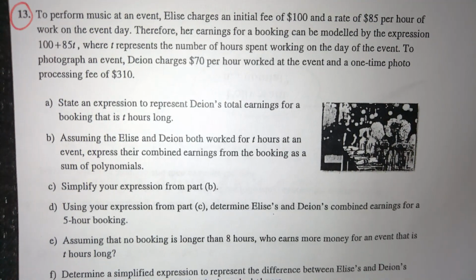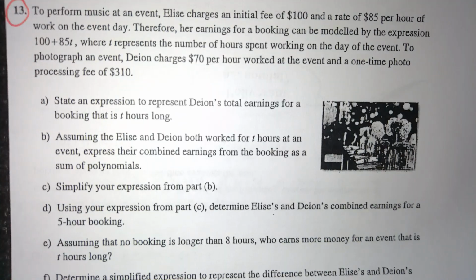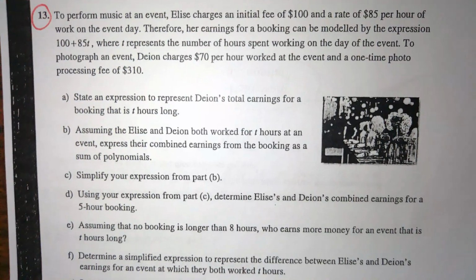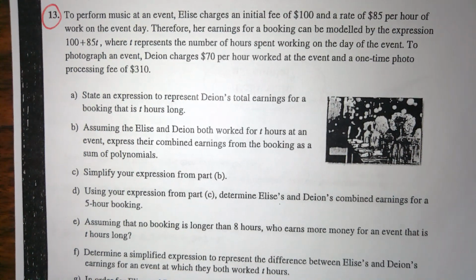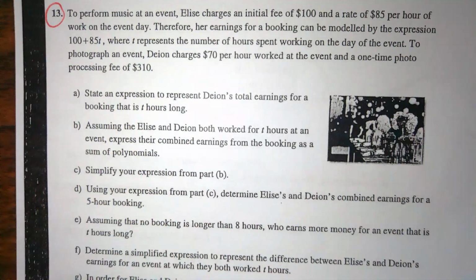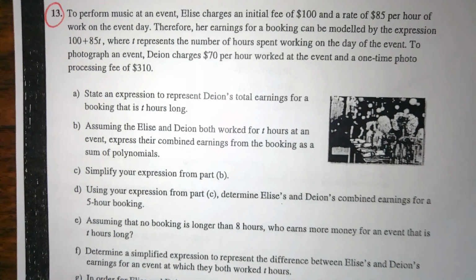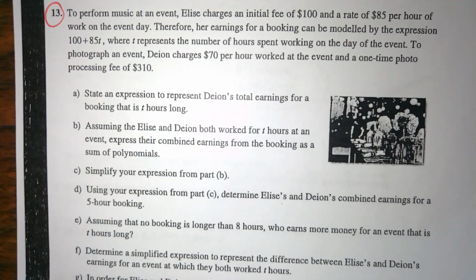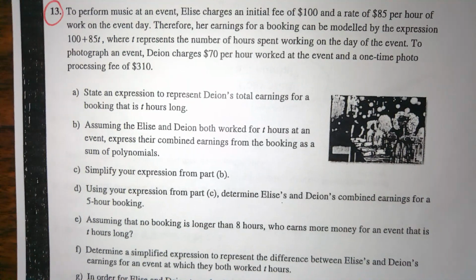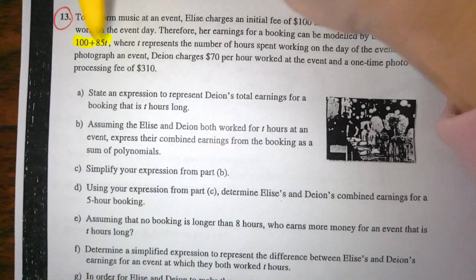To perform music at an event, a DJ charges an initial fee of $100 and a rate of $85 per hour of work on the event day. Therefore, the earnings for booking can be modeled by the expression 100 plus 85T, where T represents the number of hours spent working on the day of the event. To photograph an event, Ian charges $70 per hour worked at the event and a one-time photo processing fee of $310.